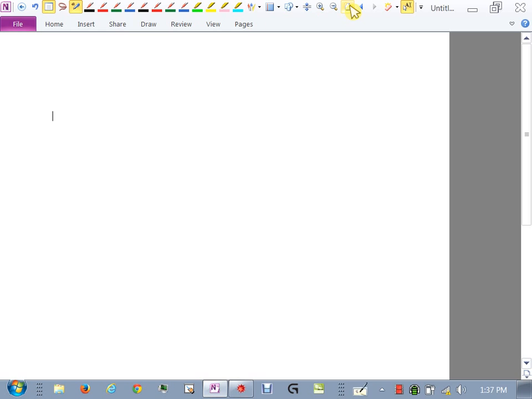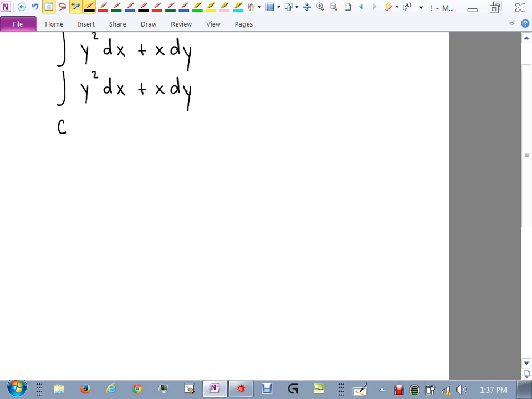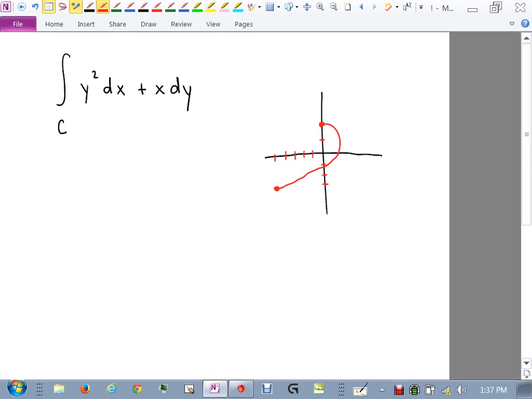So let me write down the line integral along C, y squared dx plus x dy. Let's call this first one C, and let's do the parabola first. So C is this parabola. It goes from the point (0, 2) to the point (-5, -3). It did something like this.